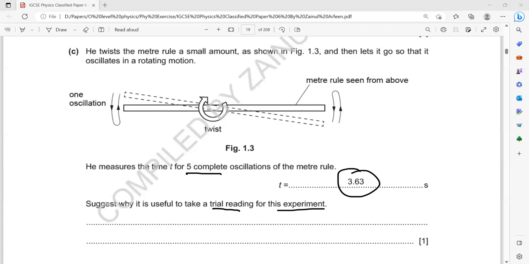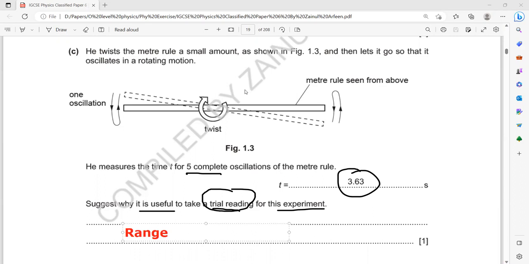So if a question asks why it is useful to take a trial reading of this experiment, the idea is that we can have a range. You do the experiment one time, then you do the experiment twice. The first time you are taking a trial, you are just doing a trial. Trial reading means just doing the experiment one time without making sure that things are accurate, without checking other parameters. We just have a try of the experiment to have a range.